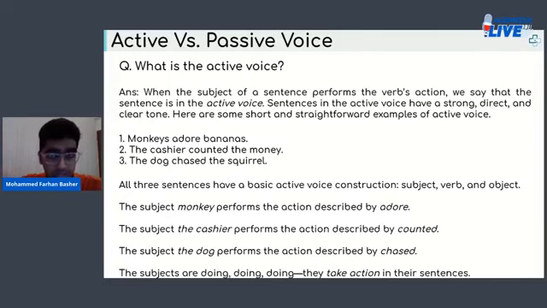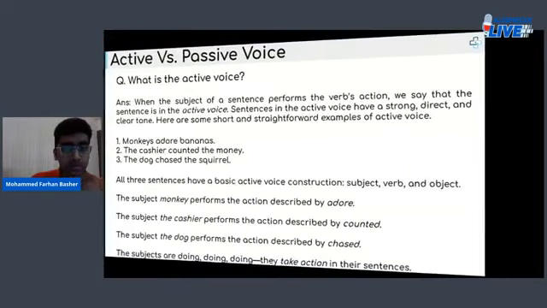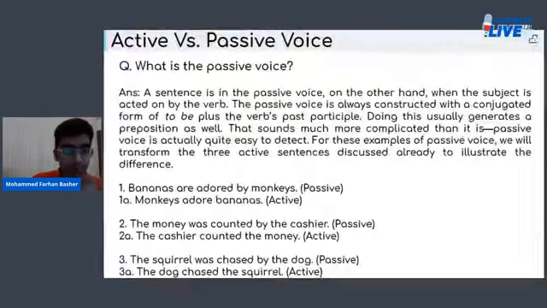So the dog undertook an action. What action did he undertake? He chased a squirrel, or in this case, a particular squirrel. So we say the squirrel. So the dog chased the squirrel. Okay? All right. So now we know exactly what the active voice is and how sentences are constructed in the active voice. Now, moving forward to the next slide, here we come to know what the passive voice is.